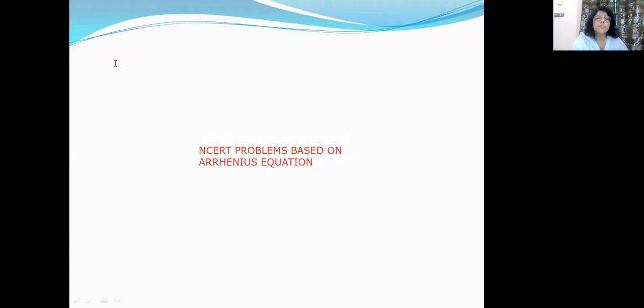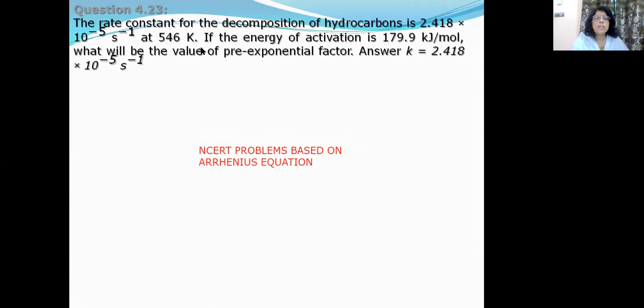Let us start. If we look at question number 4.23, it says that the rate of decomposition of a hydrocarbon is 2.418 into 10 to the power minus 5 second inverse at 546 Kelvin. If the energy of activation is 179.9 kilojoules per mole, what will be the value of the pre-exponential factor? Okay, so the pre-exponential factor is to be calculated.